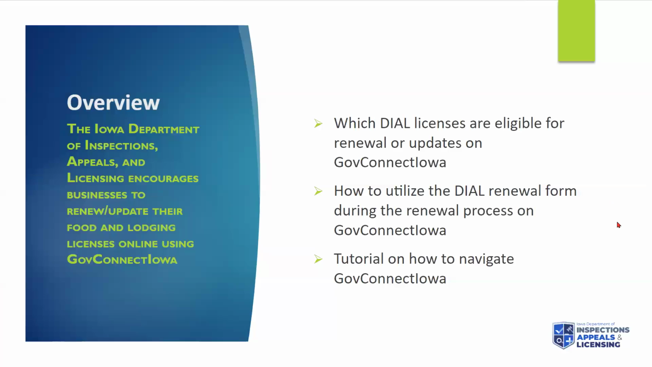For an overview of what you will see: the Iowa Department of Inspections, Appeals, and Licensing, we encourage all businesses to renew or update their food and lodging licenses online using GovConnect Iowa. Which DIAL licenses you're going to be eligible for renewing or updating on GovConnect, I'm going to go through those with you. How to utilize the DIAL renewal form during the renewal process on GovConnect Iowa, and a tutorial on how to navigate GovConnect Iowa.